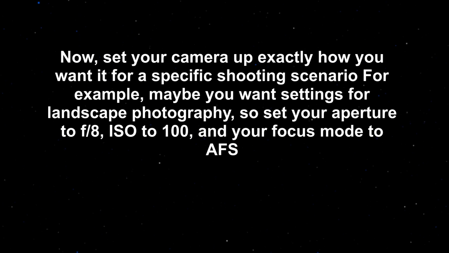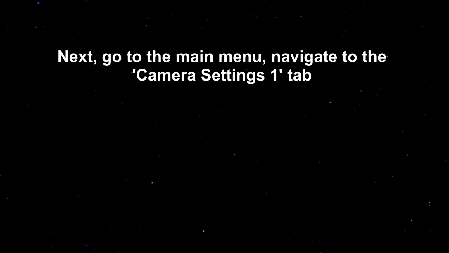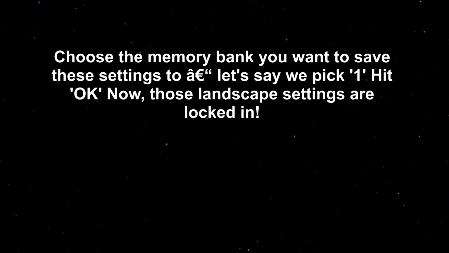focus mode to AF-S. Next, go to the main menu, navigate to the camera settings 1 tab, scroll down and select memory. Choose the memory bank you want to save these settings to. Let's say we pick 1. Hit OK. Now, those landscape settings are locked in.